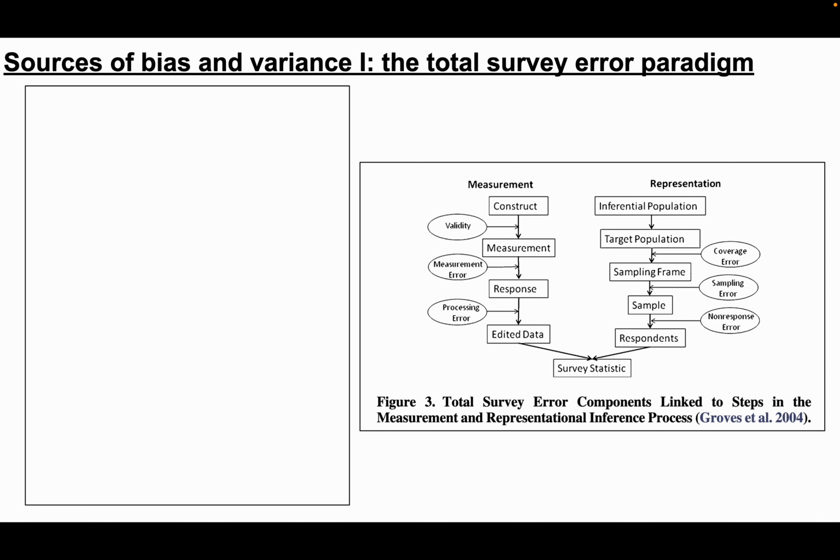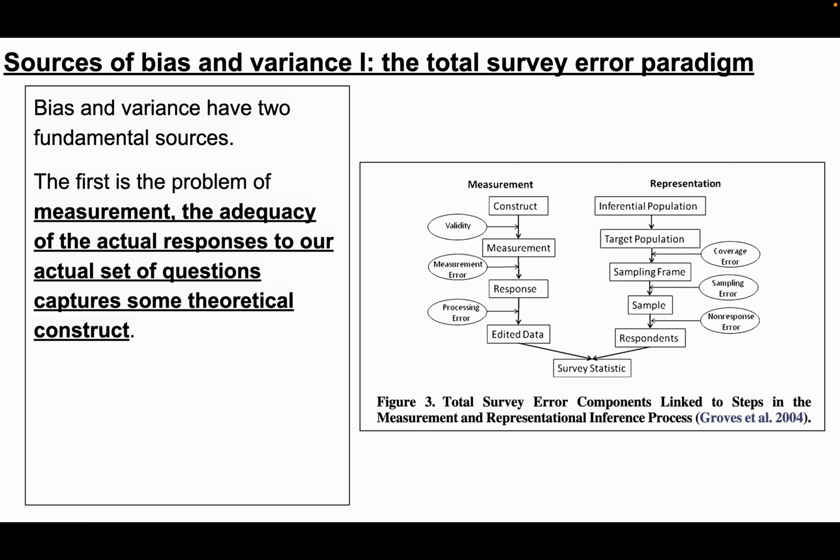So the total survey error can be thought of in terms of the results. You've got bias and variance, but you can also think about it in terms of the sources. And we'll focus here on this diagram, which is basically just a more detailed version of what you saw in your reading. So bias and variance have these two fundamental sources.